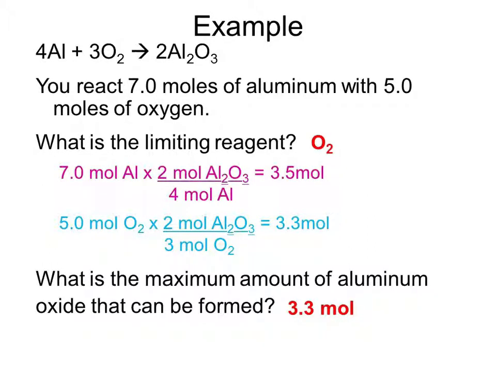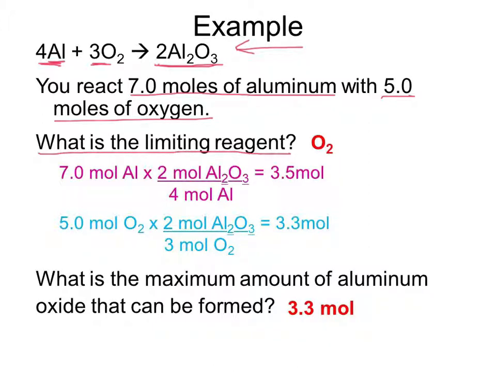Here's an example of how we are going to do this with chemistry. Our balanced chemical equation tells me we have 4 moles of aluminum plus 3 moles of oxygen gas giving 2 moles of aluminum oxide. I'm telling you that we are going to react 7 moles of aluminum and 5 moles of oxygen. We need to understand which one of these will be used up first. So the question is, what is the limiting reagent? We've already seen the answers here, but let me walk you through how this works.